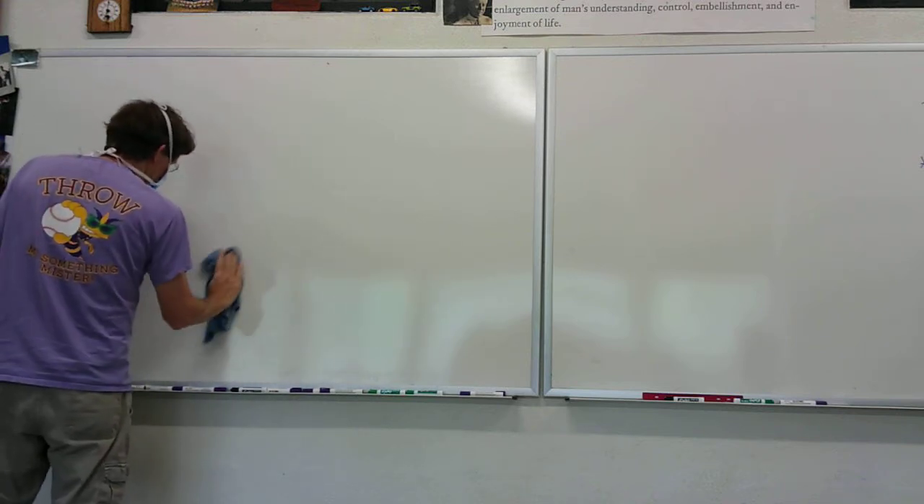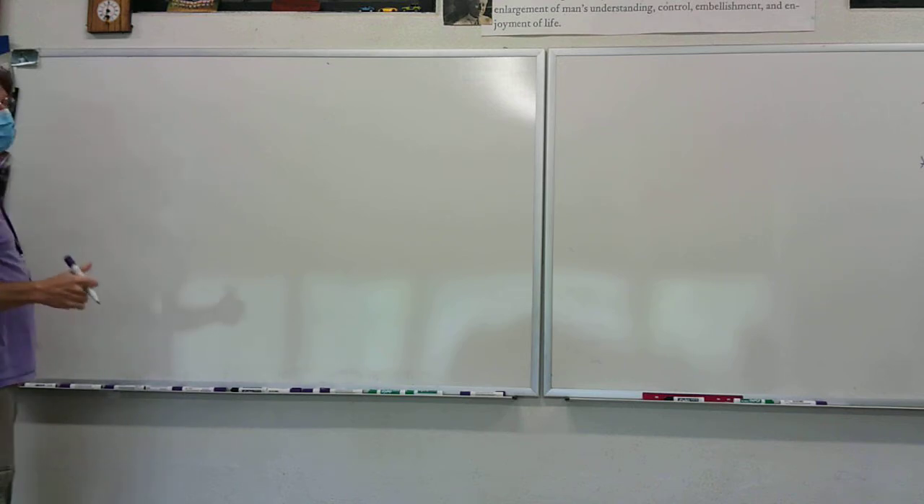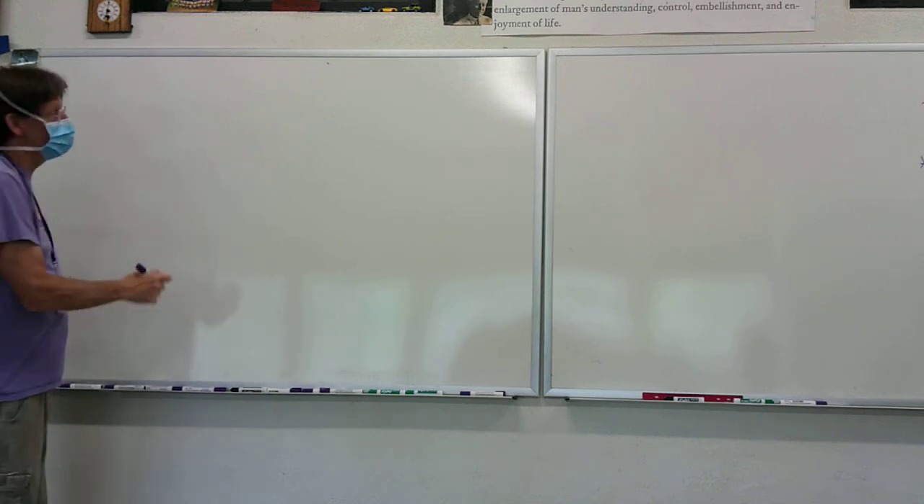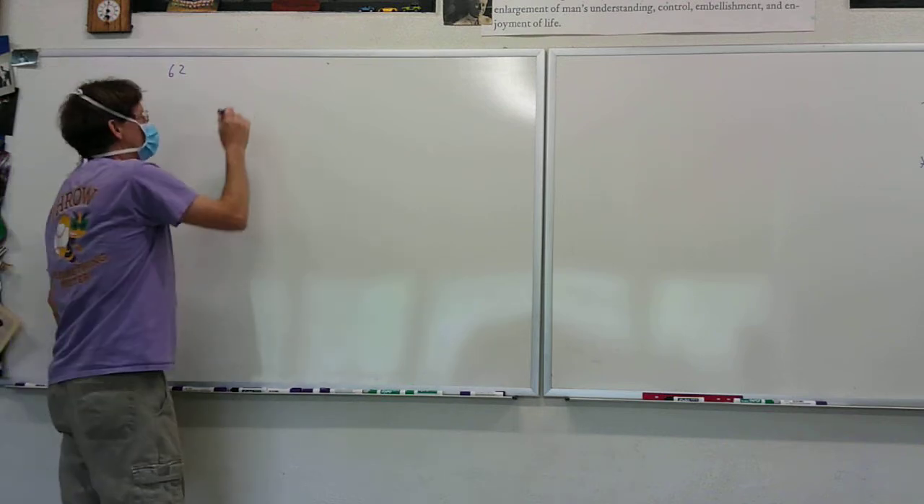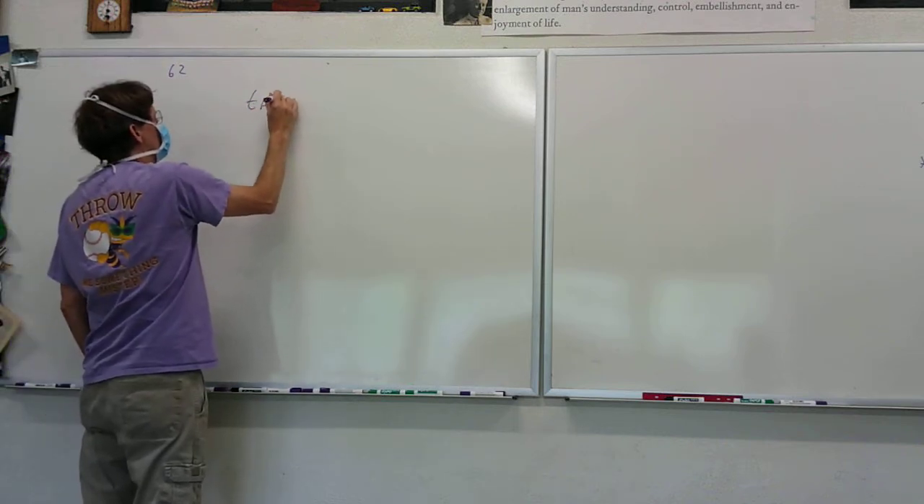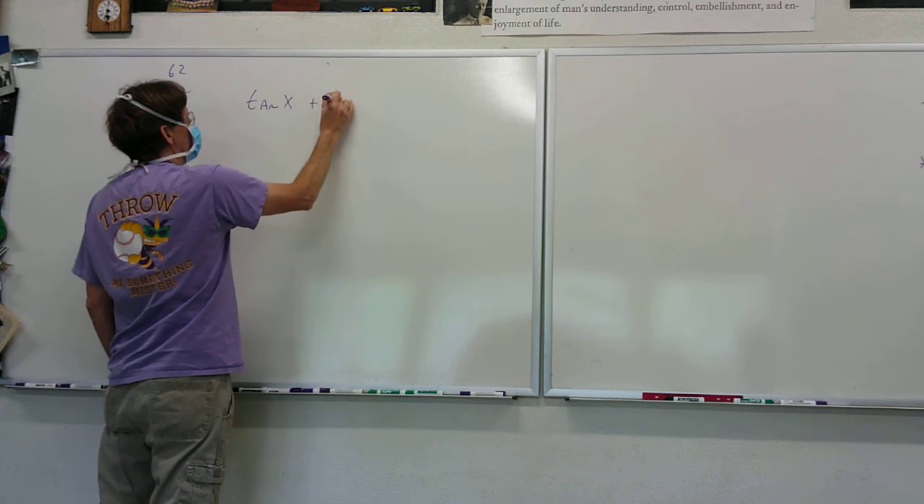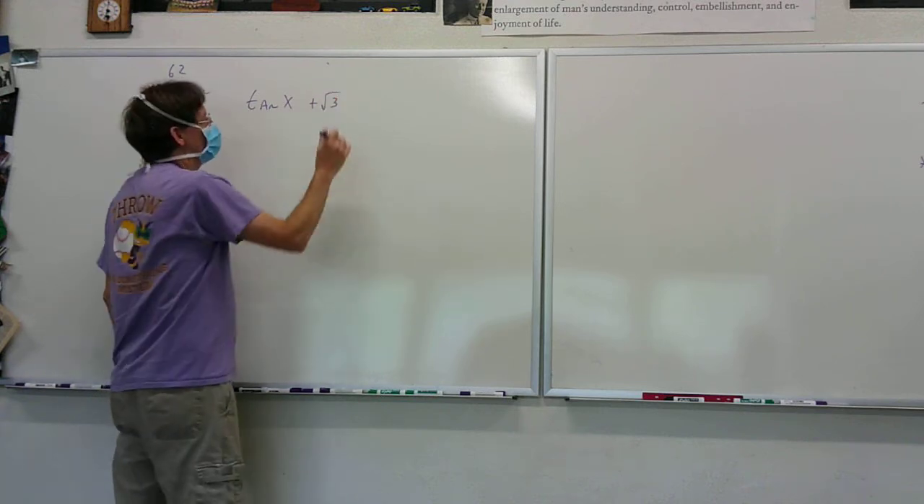And I guess what bothers me about this is I never remember doing this when I was doing trig identities. I'm going to show you 62. It's got tangent x plus square root of 3 equals secant x.